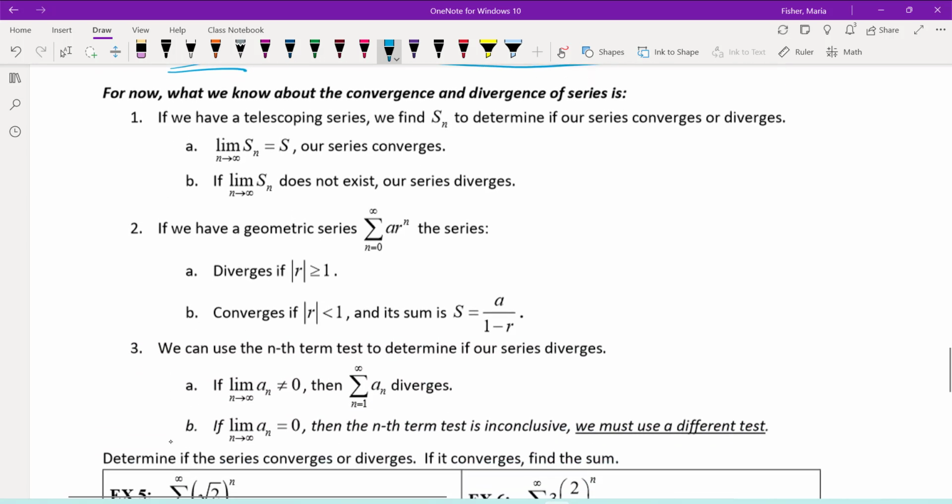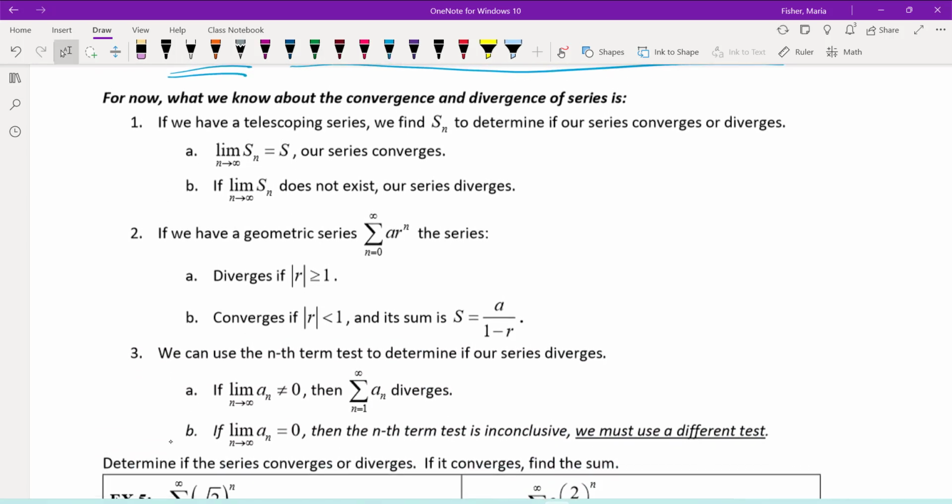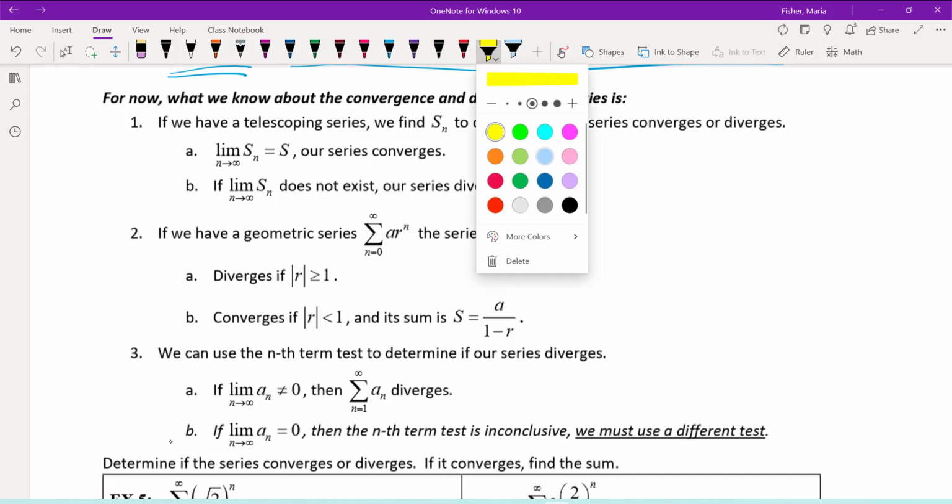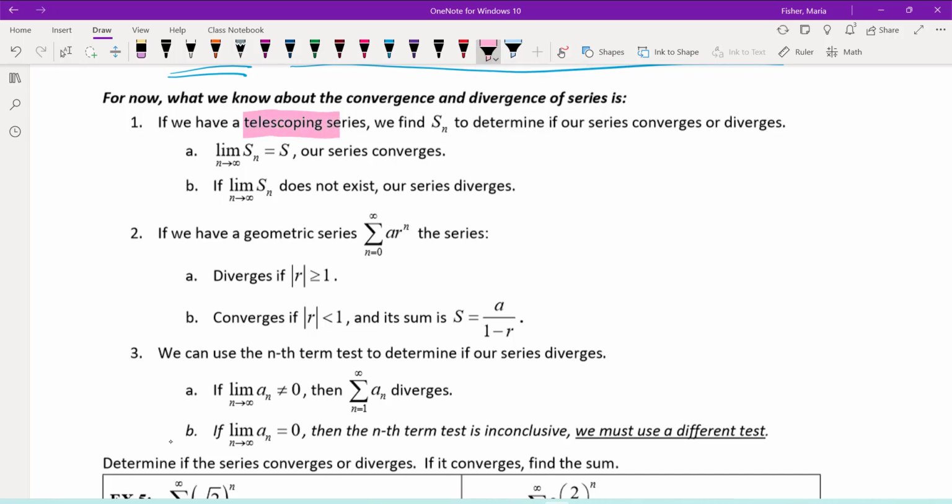Okay, let's recap what we've done so far in this section, and after we recap, we'll look at the last 4 problems. So for right now, all we know is that we can figure out if a telescoping series converges or diverges by finding the sequence of partial sums. Once we found the sequence of partial sums, if the limit existed, then our series converges and S was our sum. If the limit did not exist, then the series diverges.